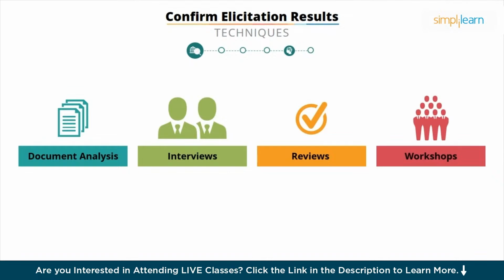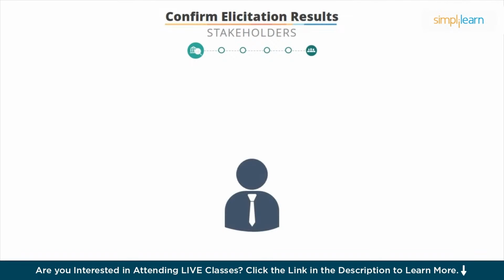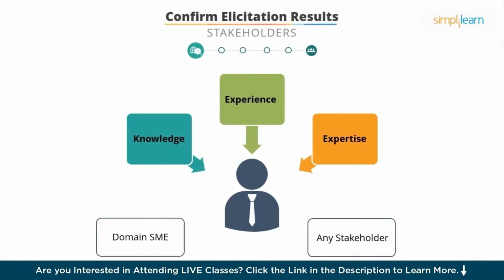Document analysis is used to confirm elicitation results with existing documents. Interviews and reviews are used to conduct reviews of elicitation results and solicit feedback. Workshops are used to conduct reviews of elicitation results and solicit feedback. The business analyst may involve a domain subject matter expert or any stakeholder who has the knowledge, experience, and expertise about the business analysis information being elicited, or about the change or solution, to confirm that the elicitation results are correct.